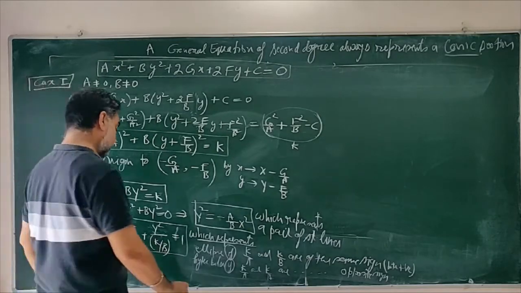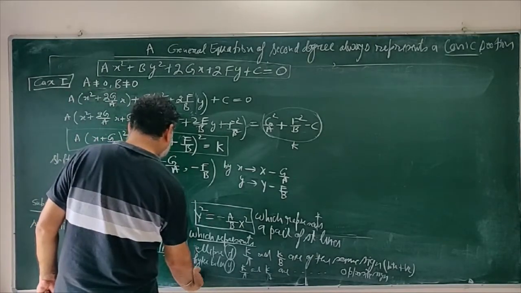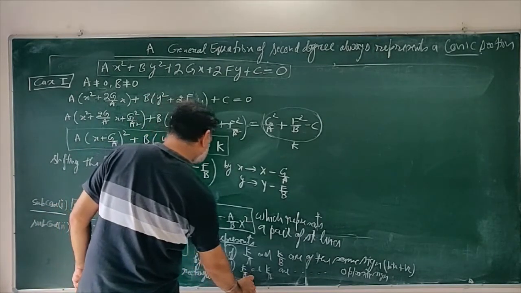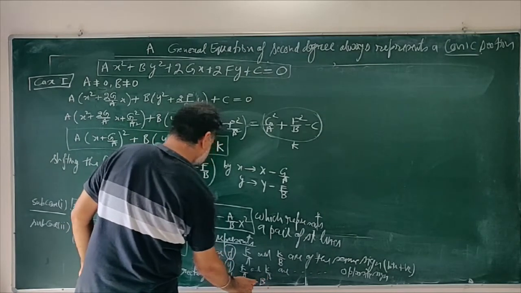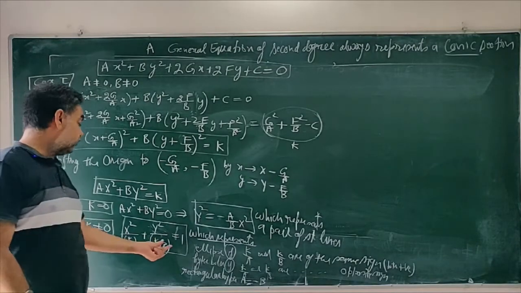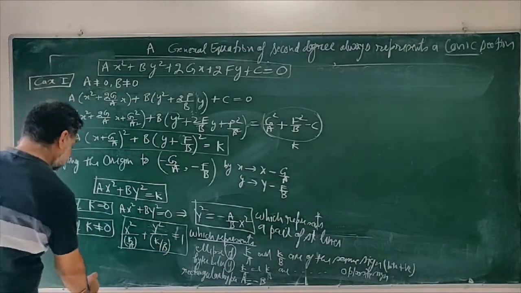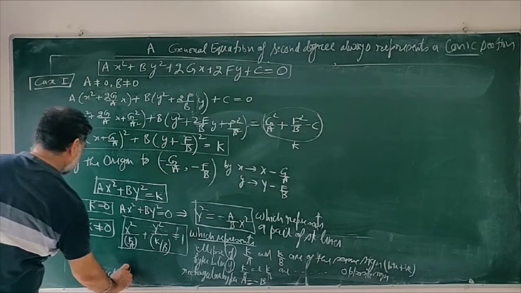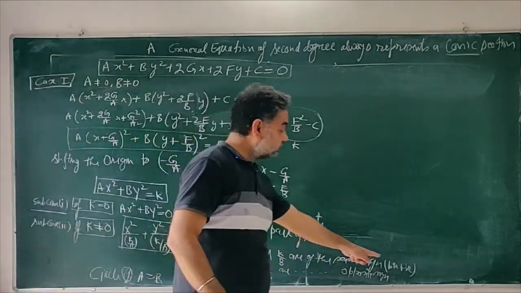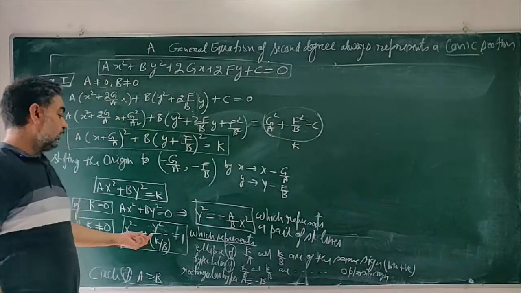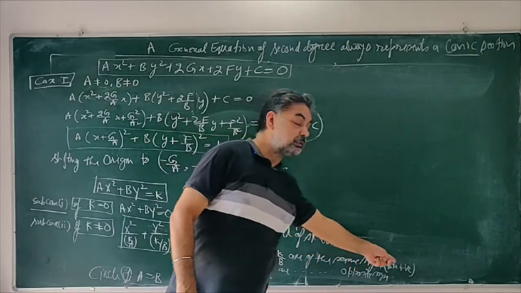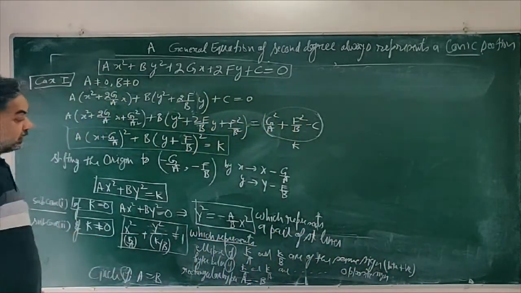And if a is equal to minus b, then this is the equation of a rectangular hyperbola. And if a is equal to b, then this is the equation of a circle. If k over a and k over b are of the same sign but both are negative, then this represents an imaginary ellipse.